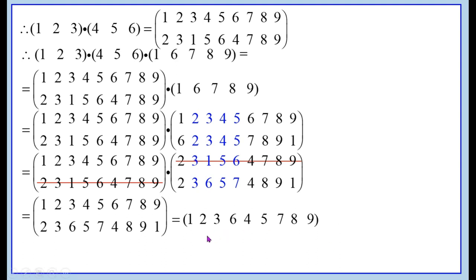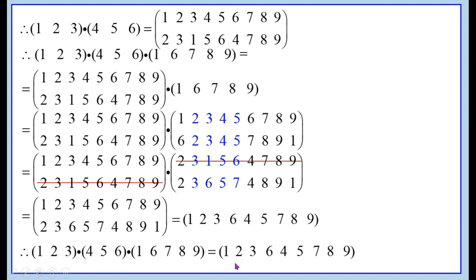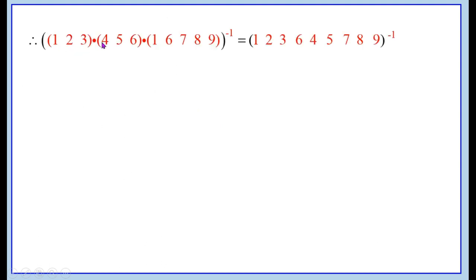This is the product of the given three cycles. What is its inverse? We are going to find the inverse of the given product. Inverse of (1, 2, 3)(4, 5, 6)(1, 6, 7, 8, 9) is equal to the inverse of the cycle (1, 2, 3, 6, 4, 5, 7, 8, 9).